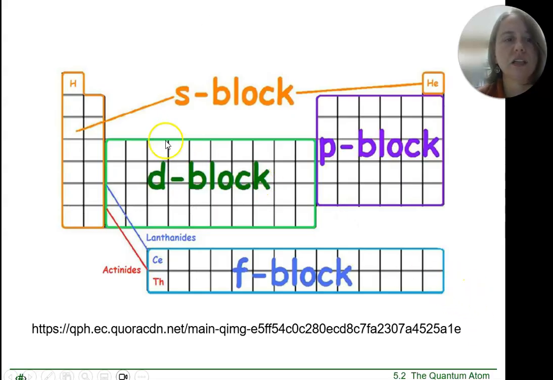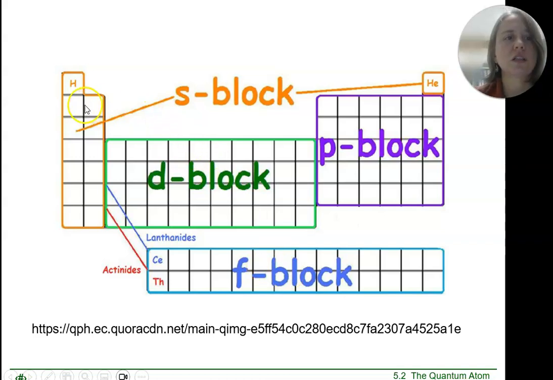Okay, so please make a simplified drawing of this in your notebook where the left 2 columns plus helium are S block elements, and then over here these are all P block elements, and D block, the transition metals, and then down below is our F block.